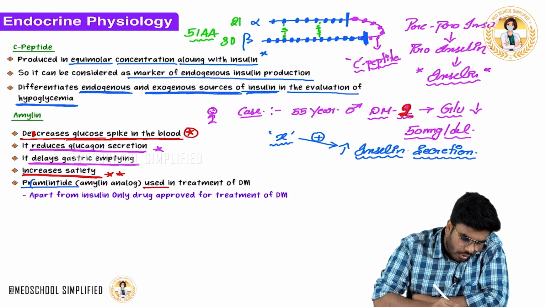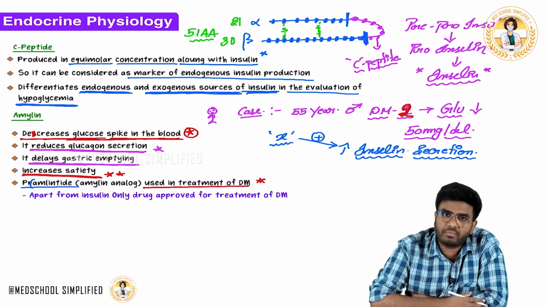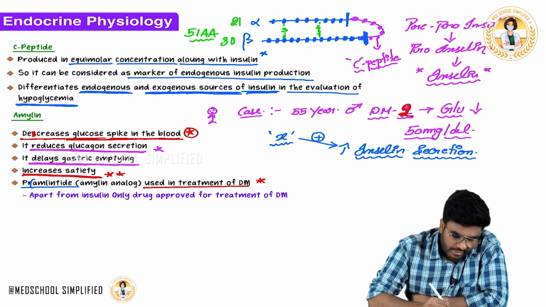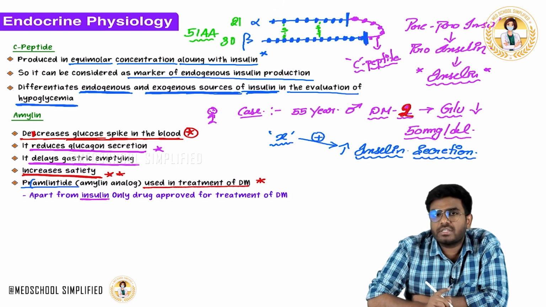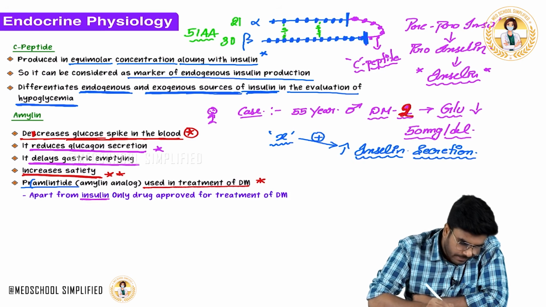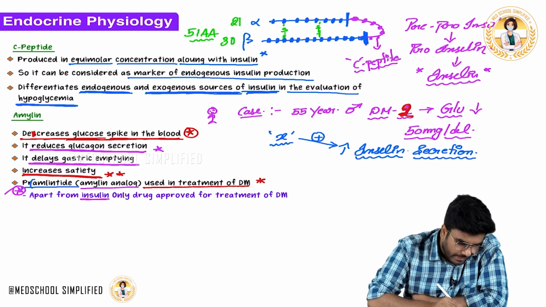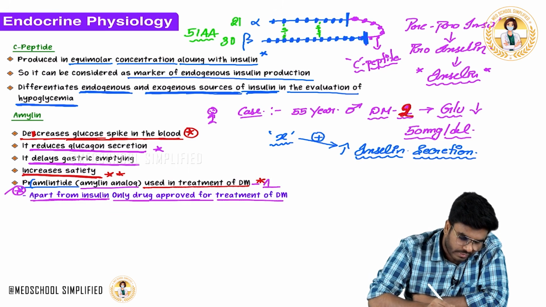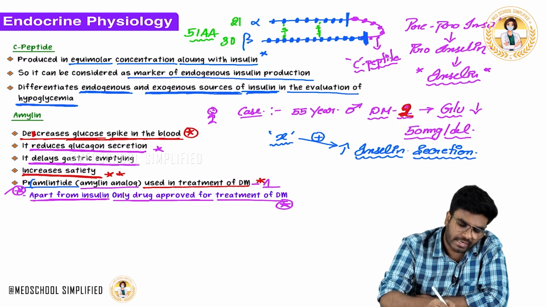It is used in the treatment of diabetes mellitus, especially type 1 diabetes mellitus. For type 1 diabetes mellitus, the only approved drug is insulin. Along with insulin, there is only one more approved drug, that is the amylin analog. So pramlintide is an amylin analog used in the treatment of type 1 diabetes mellitus. Apart from insulin, the only drug approved is pramlintide. So that's why I have specifically changed the scenario here.